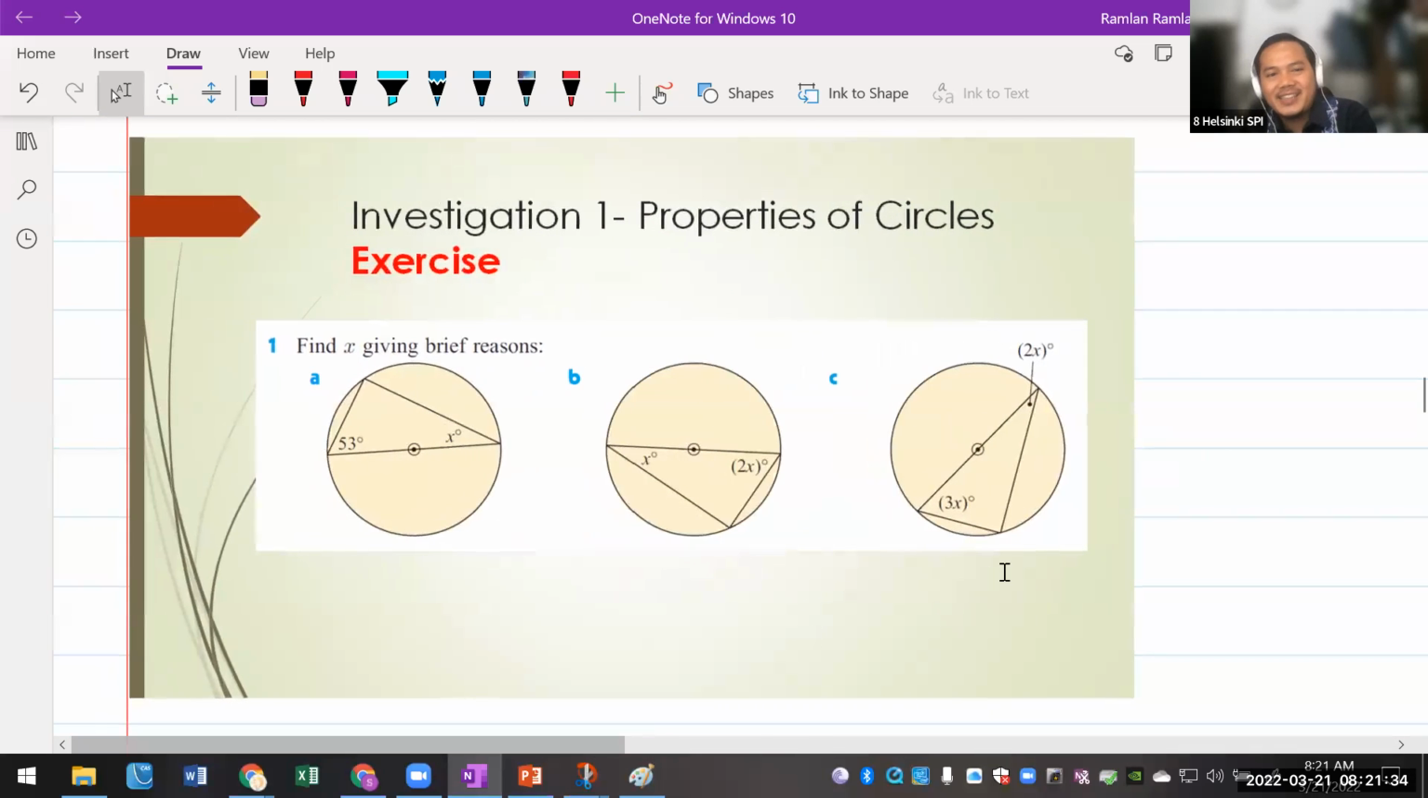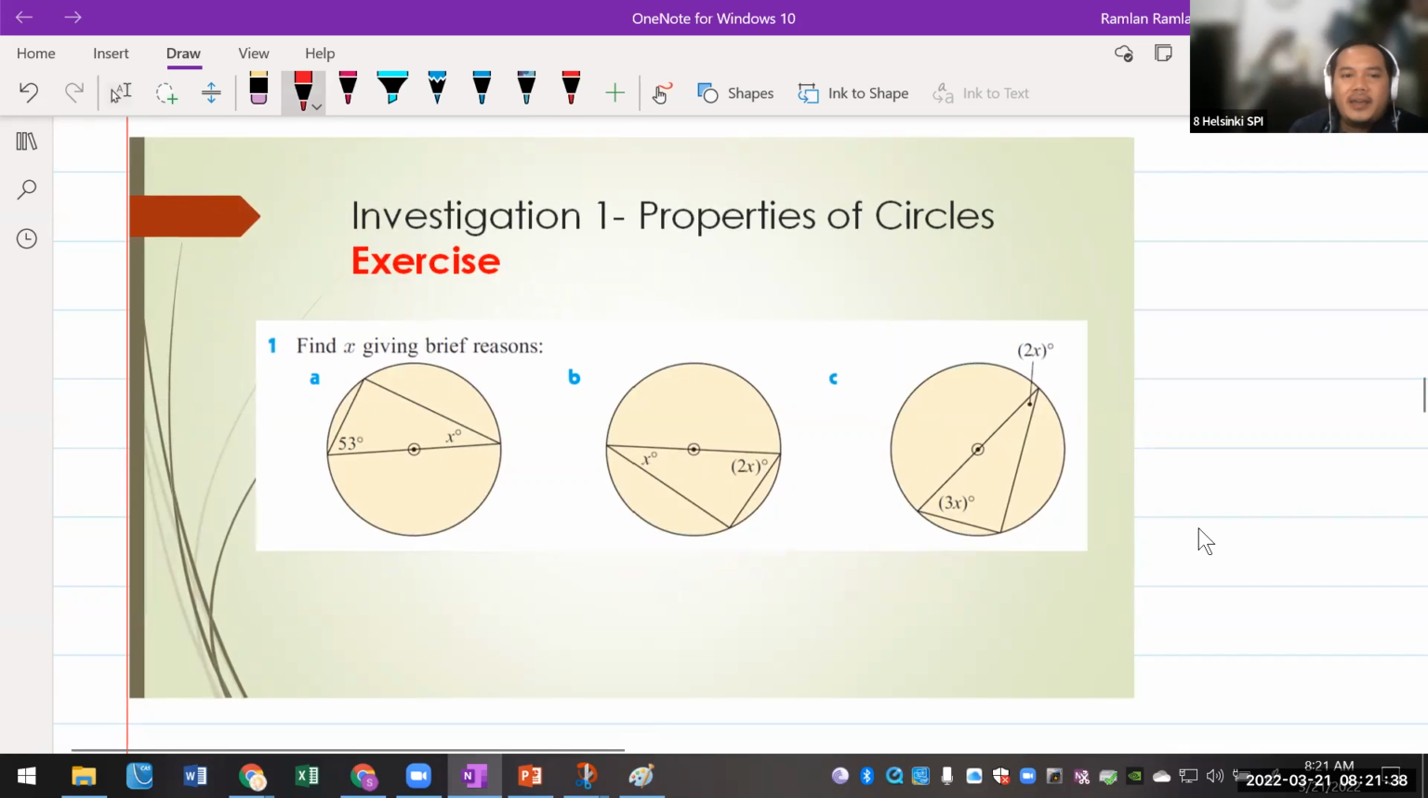Okay, here we go, guys. Let's find the x. For number 1 here, let's find this angle over here. Again, guys, because one of the lines of the triangle inside the circle is the diameter, this is going to be 90 degrees.